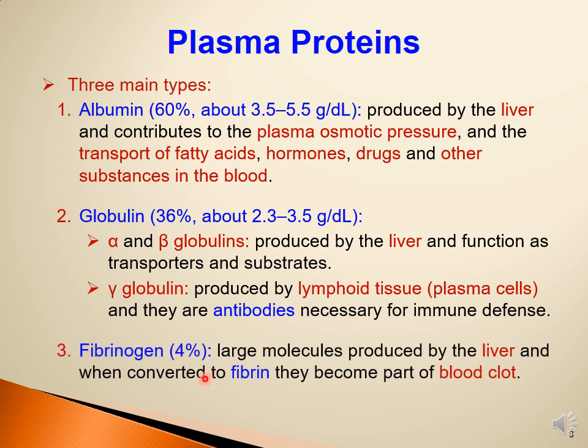Finally, we have another important plasma protein that is very important for the final step of hemostasis, where we stop bleeding, and this is fibrinogen. It is the inactive form of fibrin. It accounts for 4% of the plasma proteins. It is a large molecule produced by the liver, and it is converted to fibrin, which is insoluble, and this fibrin will contribute to the formation of the blood clots.